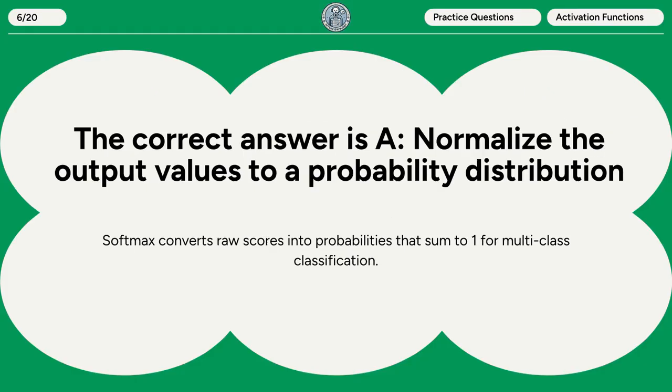The correct answer is A. Normalize the output values to a probability distribution. Softmax converts raw scores into probabilities that sum to 1 for multi-class classification.